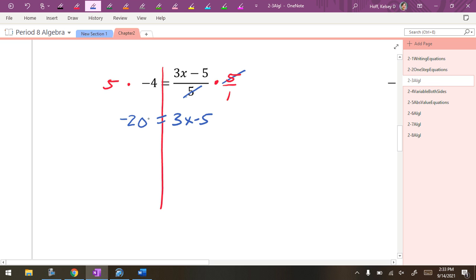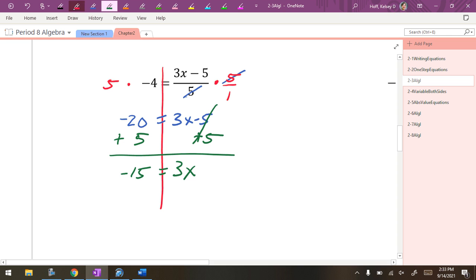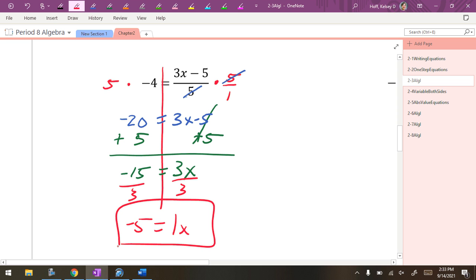What's my next step? Add 5. -20 plus 5 is -15 equals 3x. Then I should divide by 3. X equals -5. Okay?